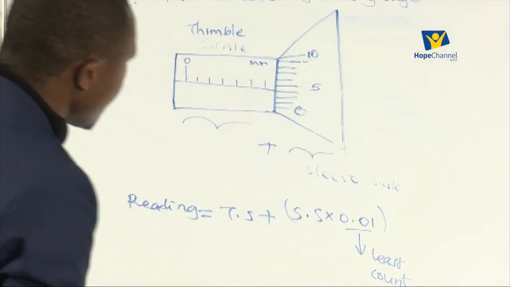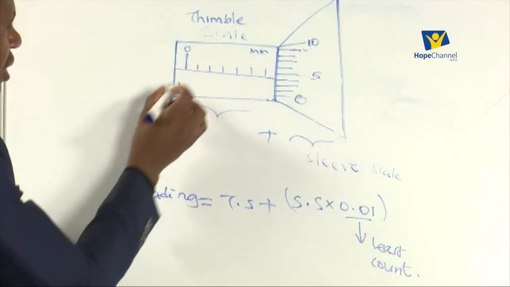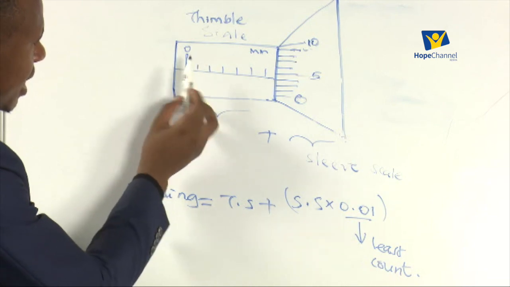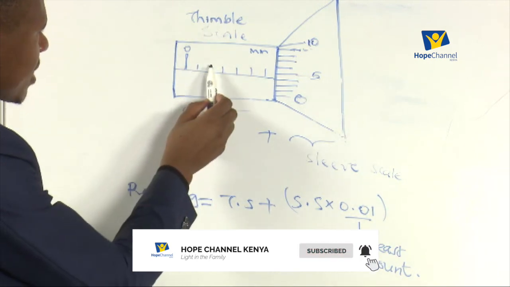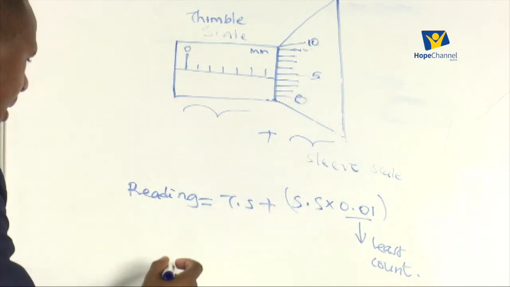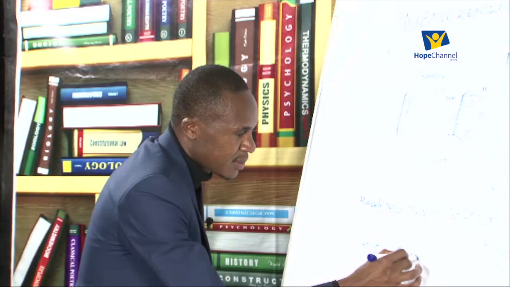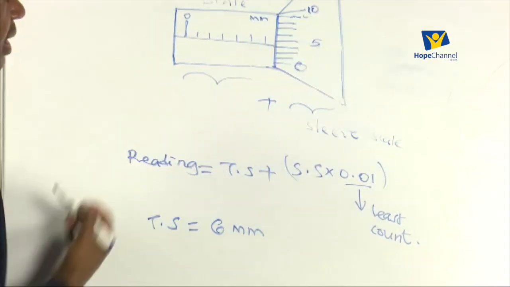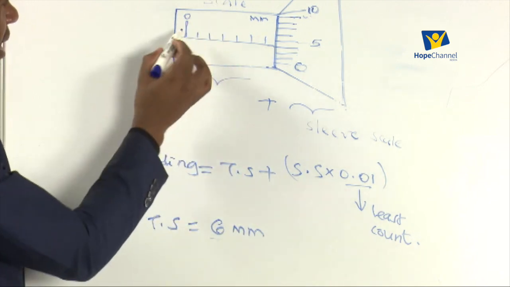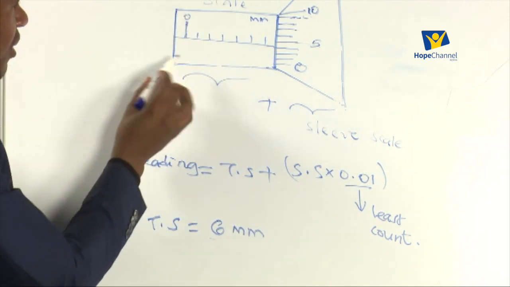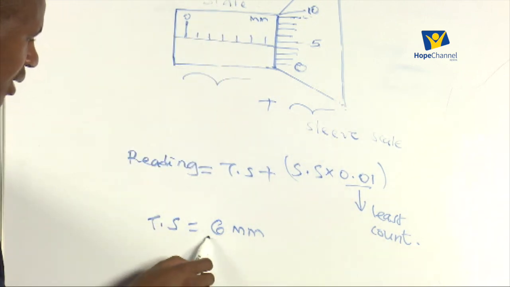Now, suppose we consider the example which we have up here. If this is 0, for the thimble scale we just count the number of divisions we are seeing. This is 1, 2, 3, 4, 5, 6. There are 6 of them. So our thimble scale reading will be equal to 6 millimeters, because the scale here is already calibrated in millimeters. It is just 6 millimeters, what we see, excluding the 0 where we are starting from.